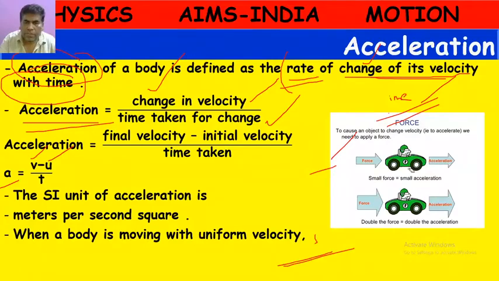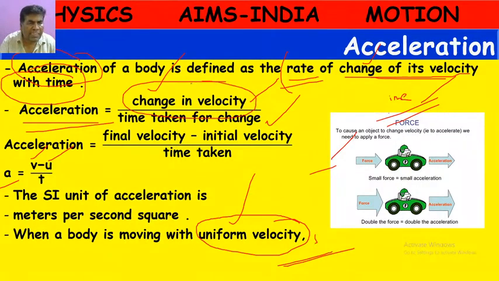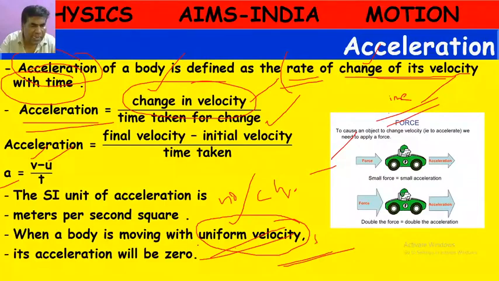Suppose if the car is moving with same velocity, then what can we tell? It is moving with uniform velocity. What does uniform stand for here? Same. Same means no change. Here acceleration means change, but uniform means no change. When the body is moving with uniform velocity, at that time there will be no acceleration. The acceleration will be 0. In what case will acceleration be 0? If the body is moving with same velocity or uniform velocity.